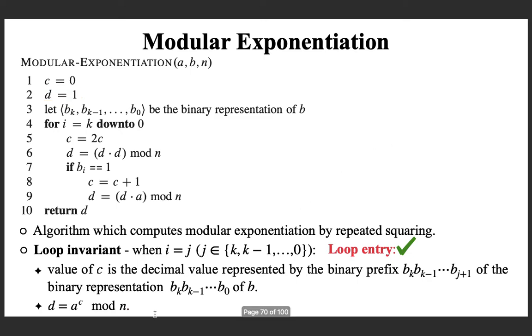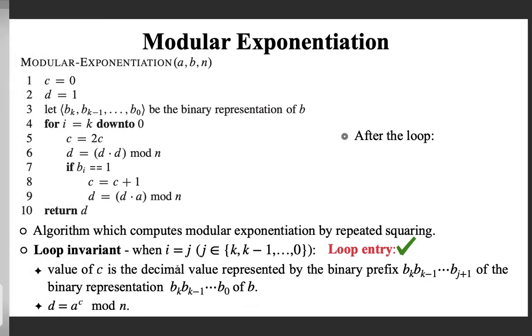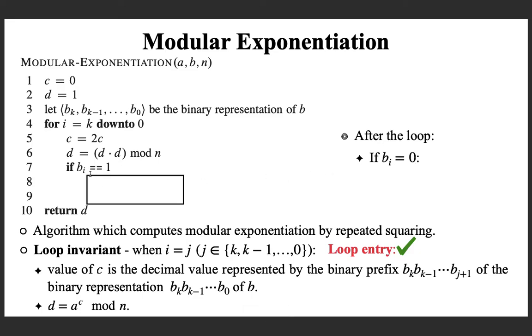Now we also have to prove that at loop exit it is correct. So after the loop, it depends on whether the next bit here is a 1 or 0. Now consider the case where the next bit that you are getting from here is 0. Then no doubt the if part will not be executed. If bi is 0, this will not be executed. So what you are doing inside the loop body is taking c as 2c and d as d square mod n.